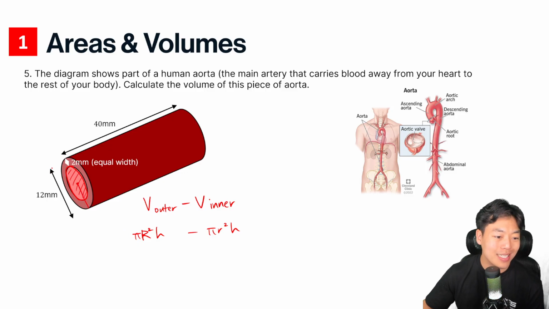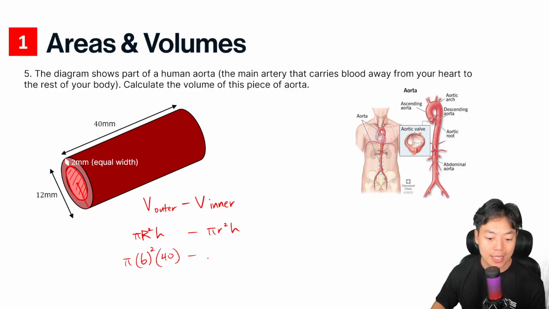Well, we're given that the diameter of the larger cylinder is 12. The base of the larger cylinder is 12 millimeters, so the radius will be 6 millimeters. The height remains 40, and pi minus pi. We have 40 as the height.